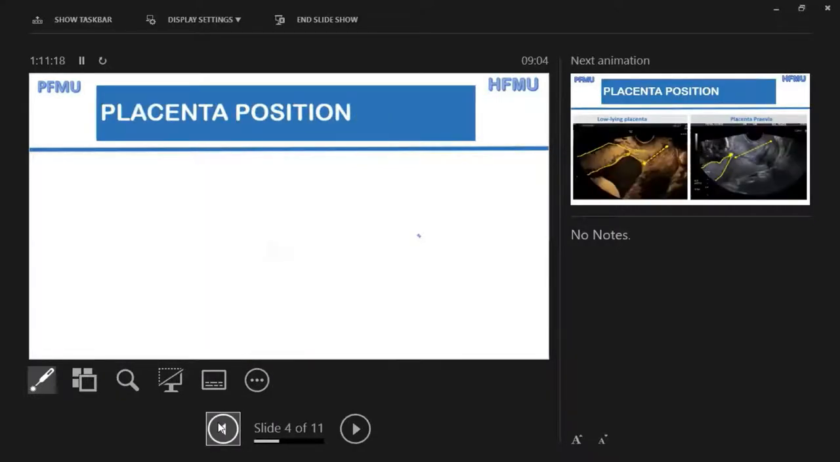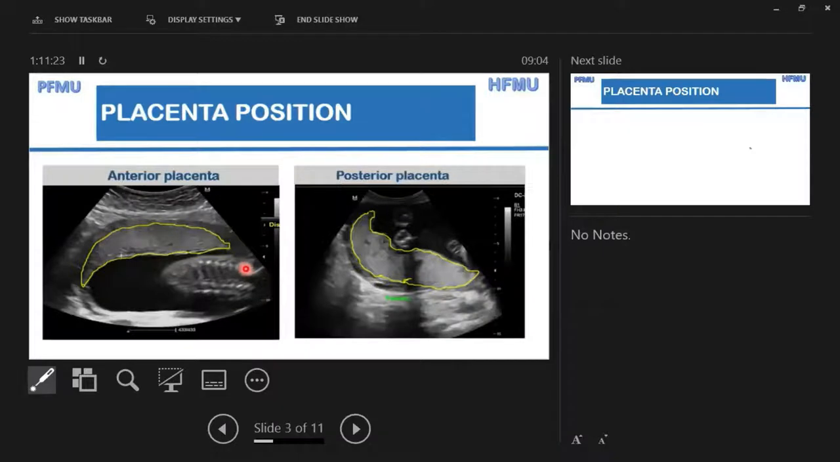The placental location and the relationship of the placenta to the cervical internal os. Because if the mother has a low-lying placenta, that pregnancy becomes a high-risk pregnancy because of the likely risk of bleeding with cervical dilatation.